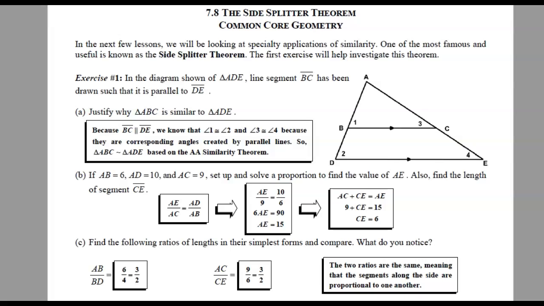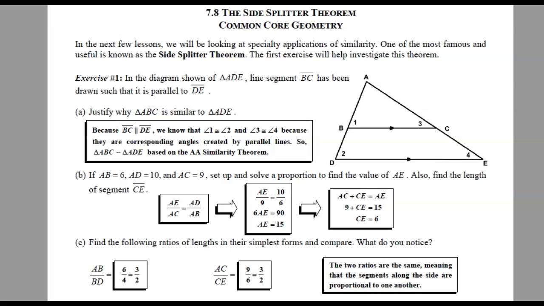All right, so this section is called the side splitter theorem, and it does exactly what it sounds like. It splits the sides of a triangle and splits them proportionally. So looking at this theorem from the ground up, we'll build it up and show you why it works. We have a diagram of triangle ADE, which is the outer triangle here, and segment BC has been drawn parallel to DE. So we want to justify why these triangles are similar.